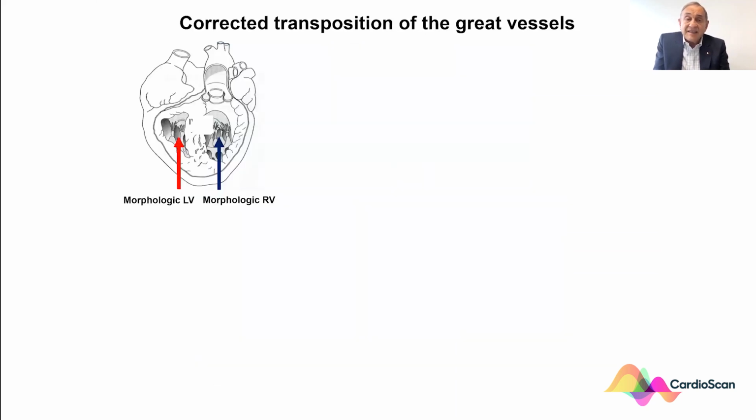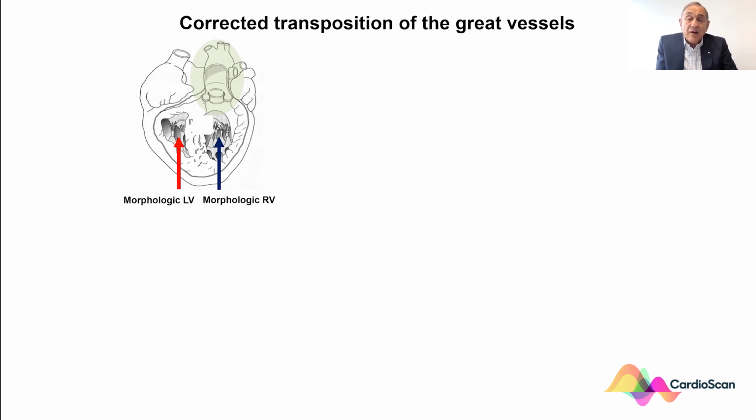Here is a situation, corrected transposition of the great vessels. It's congenitally corrected so that the ventricles are inverted. On the left side, we have the morphologic right ventricle, and on the right side, we have the morphologic left ventricle. Why is this transposition? Well, when this happens, the aorta now lies in front and the pulmonary artery behind.